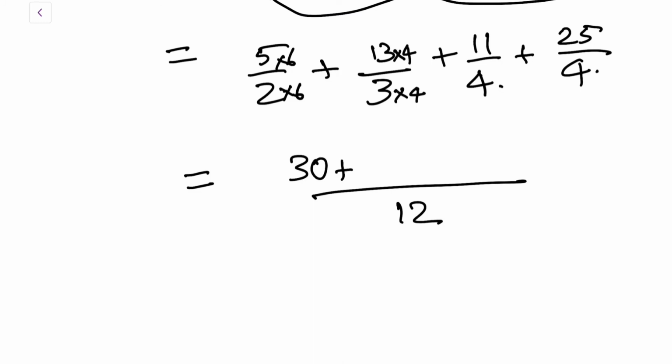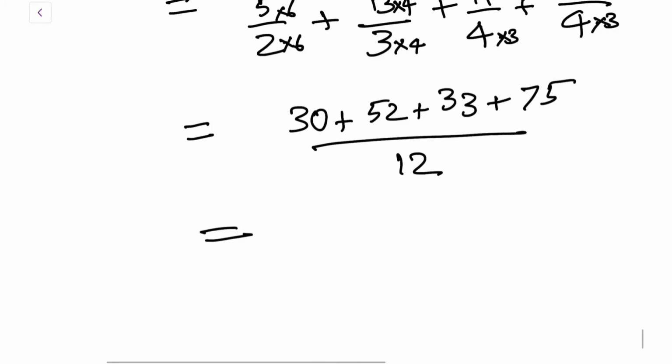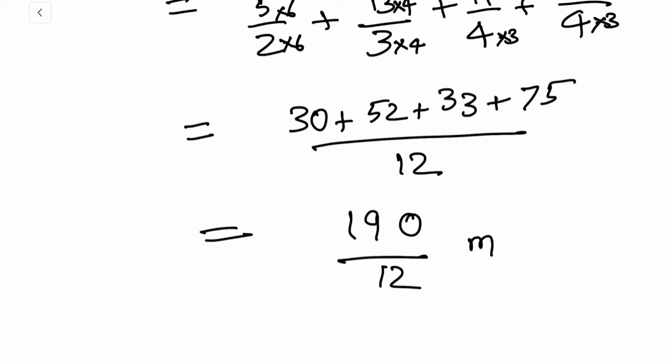Multiply 13 with 4, that becomes 52, plus 4 3s are 12, 11 3s are 33, plus 3 into 25 is 75. 30 plus 52 plus 33 plus 75 will give you 190 by 12 meters. This is the length of 4 pieces.